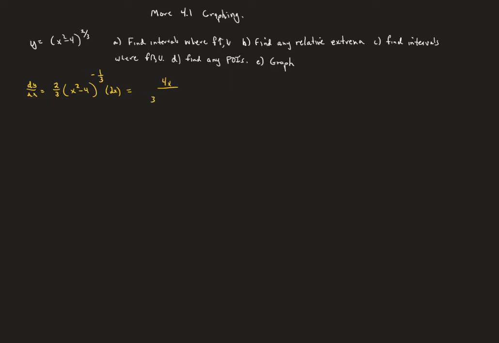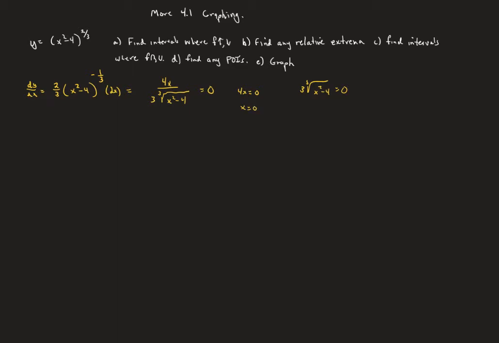The 3 from the 2/3 goes to the denominator and joins our negative 1/3 as the cube root of x squared minus 4 in the denominator. So there's our first derivative. We're looking for critical points, so we want to find places where the derivative is 0 or undefined. That really comes down to two questions: where is the numerator equal to 0, and where is the denominator equal to 0? The numerator being 0 makes the derivative equal to 0, and the denominator being 0 makes the derivative undefined.